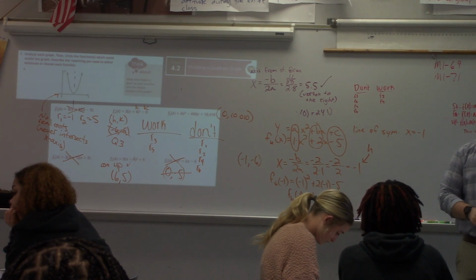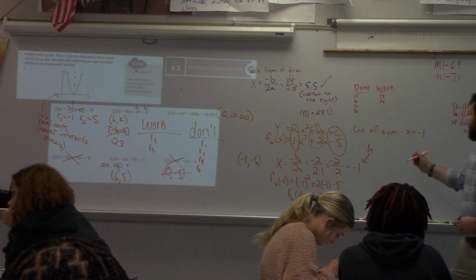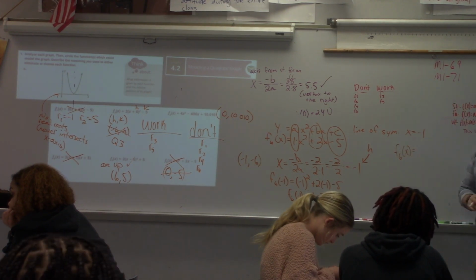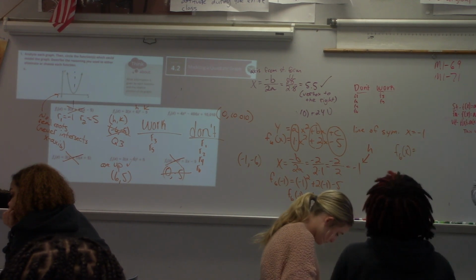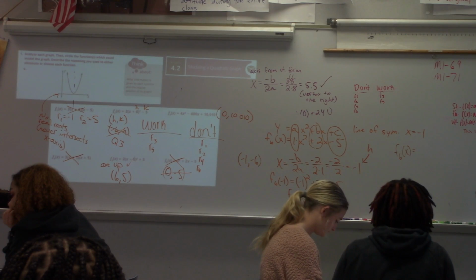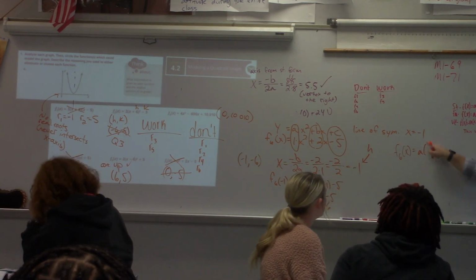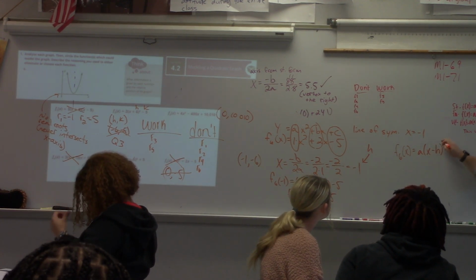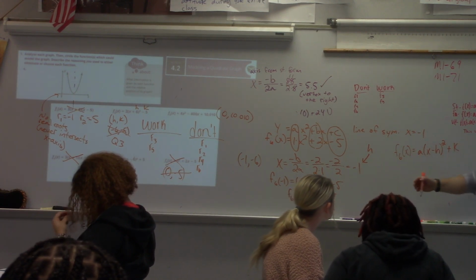I'm going to tell you yes. Which form could I write it in? Vertex form, right? What is vertex form? We need to know this off the top of our head. A times (x minus h) squared plus k. I have A, I have h, and I have k.